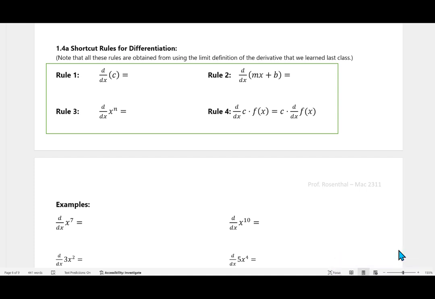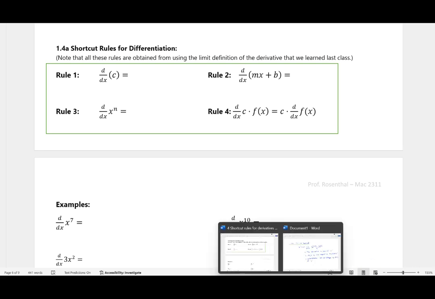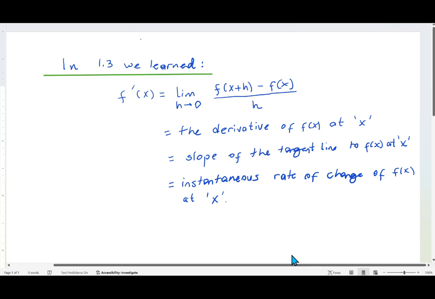Hello and welcome everyone to the lesson on the shortcut rules for differentiation. Previously, in lesson 1.3, we learned a long way to find the derivative of a function. And just to remind everybody, this was the definition of the derivative of a function f of x: the limit as h goes to 0 of f of x plus h minus f of x, over h. We talked about this at length.